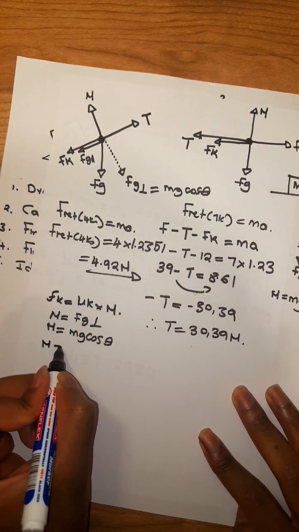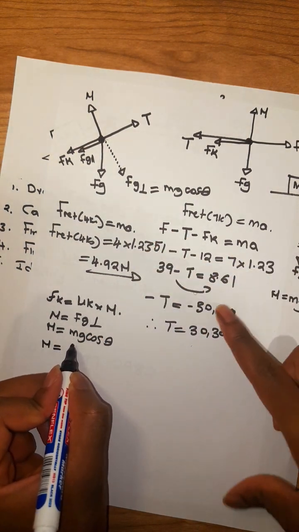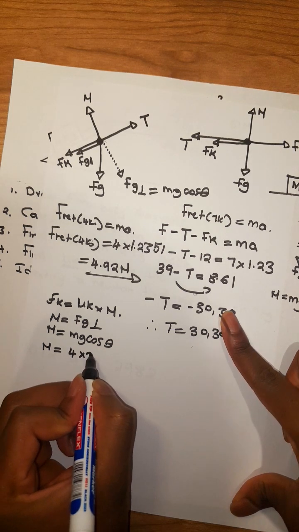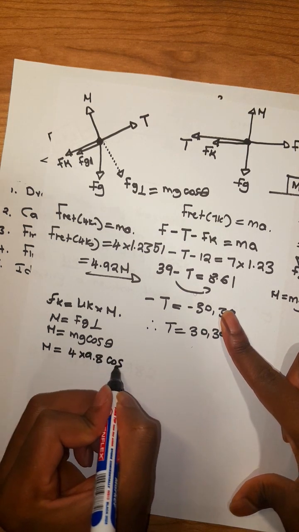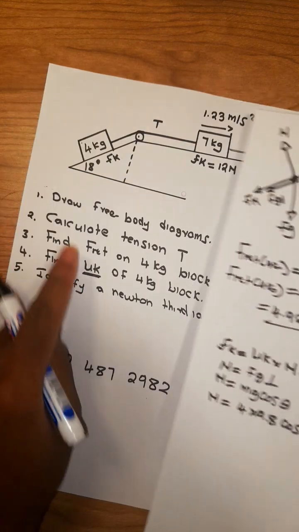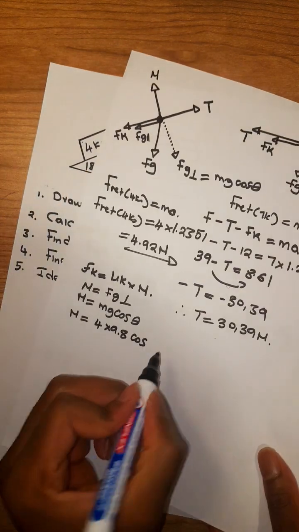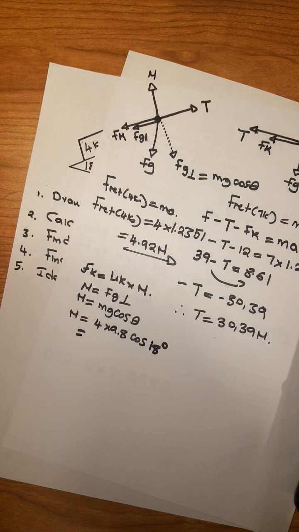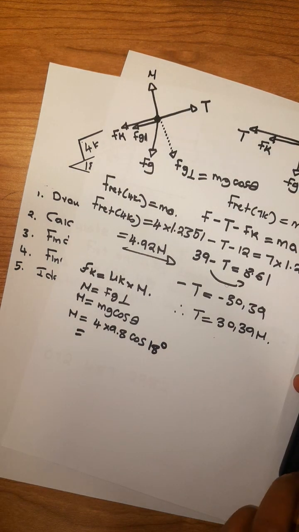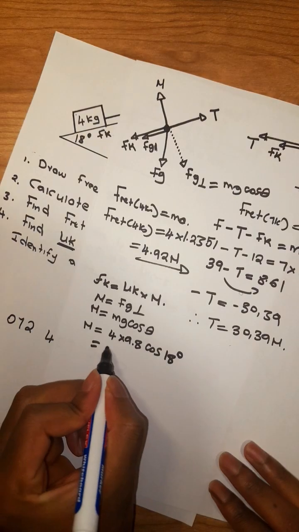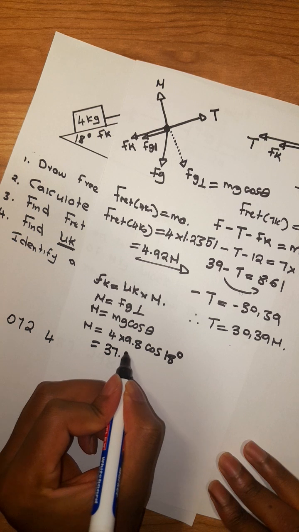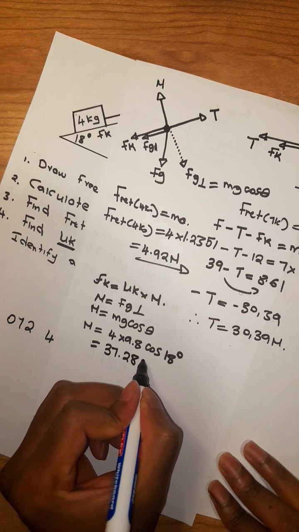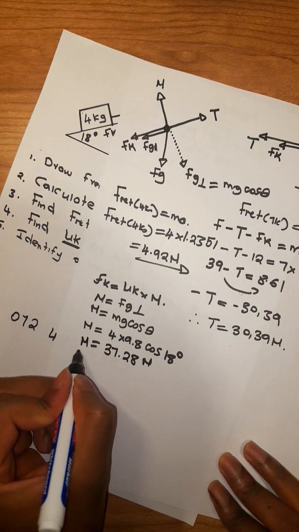That's the first thing to do. Calculate the normal force. What is the value of m? It is the 4 kg block, multiplied by 9.8, the cos. What is the value of theta? The value of theta is 18 degrees. So you end up having 4 multiplied by 9.8, the cos of 18. What do you have? You have your normal force equals 37.28 newtons, right?